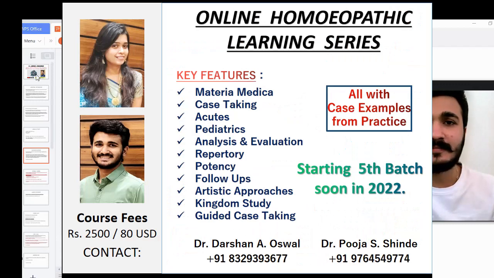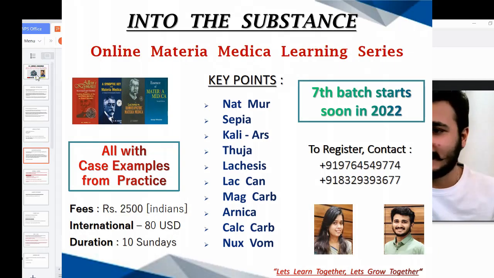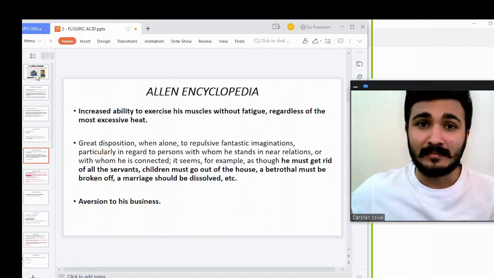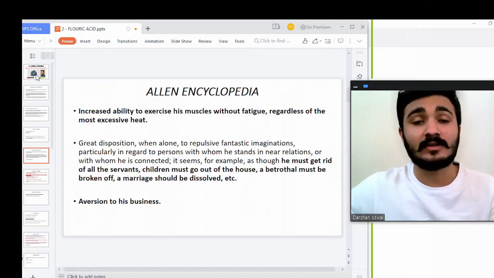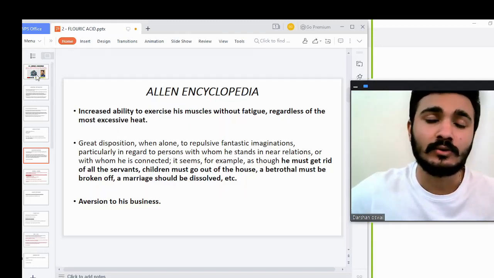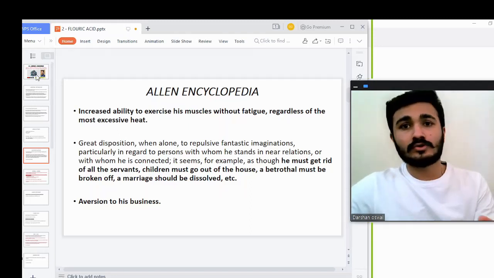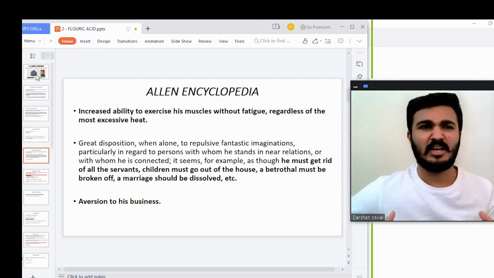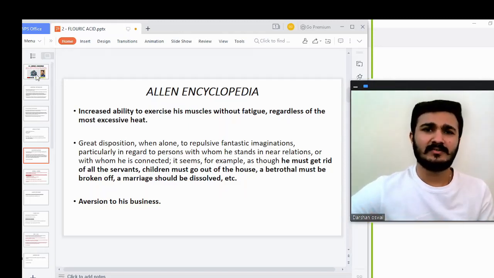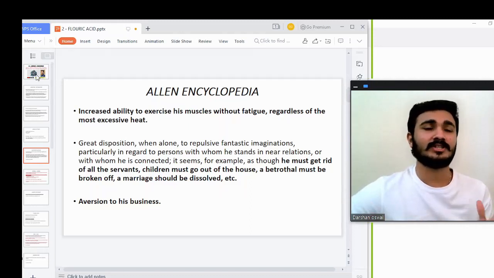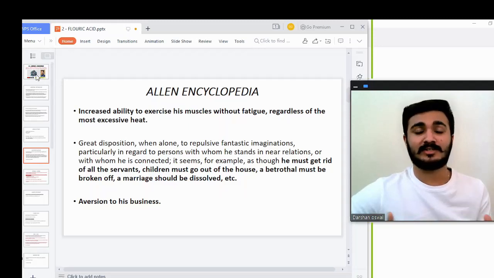Now let's see what Allen's Encyclopedia writes. Increased ability to exercise his muscles without fatigue, regardless of the most excessive heat or excessive cold. So this person has a lot of energy. He can exert, he can exercise regardless of any temperature changes, regardless of any weather changes, or any kind of weather.